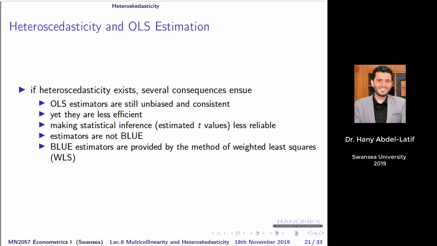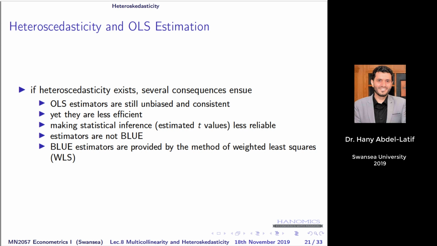As we will see at the end, if we know the structure of the variance, why the variance is not constant, we can actually transform it to become constant. That could be done by using weighted least squares. So not OLS, we're actually using something called weighted least squares. We will come back to this point at the end.